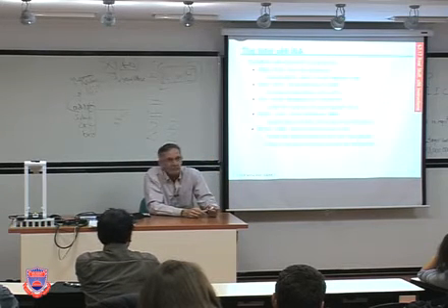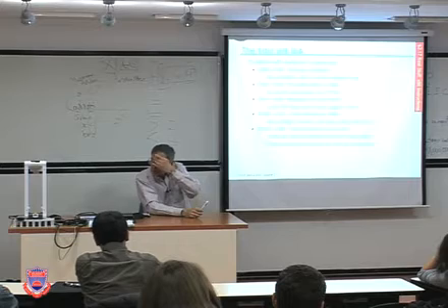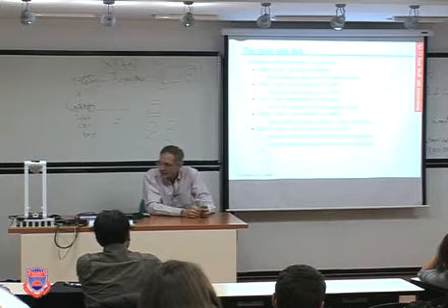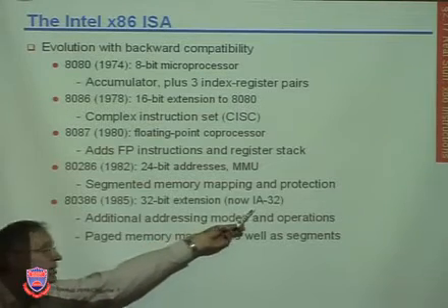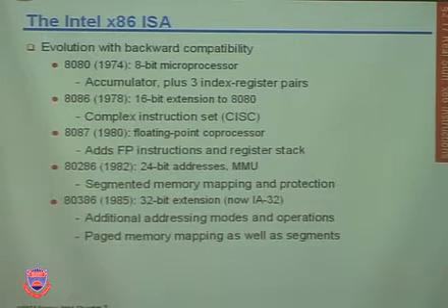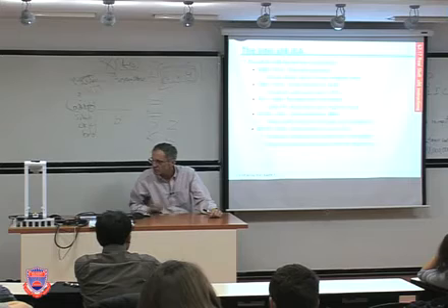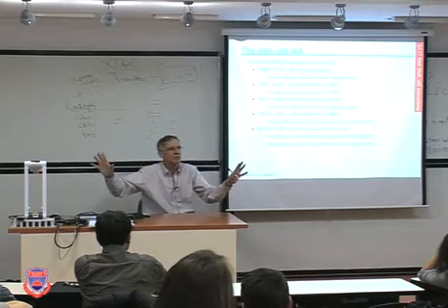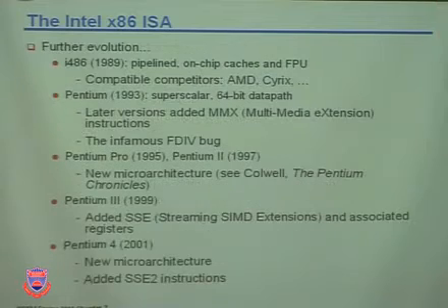And then in 85, the 386 came out, which was a 32-bit extension, and now it got a name. The architecture's name was IA32, which stayed for about 20 years until the mid-2000s. Additional addressing modes, additional instructions, paged memory mapping, as well as segments. So we have both paging and segmentation as two different ways to look at memory.